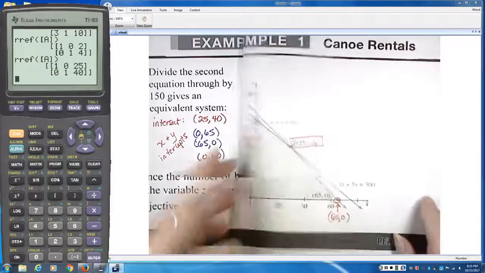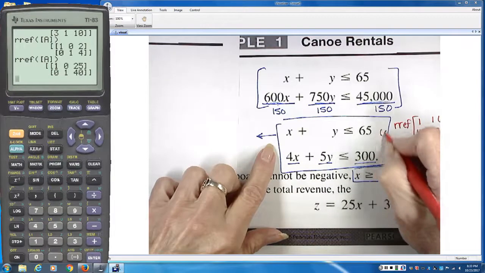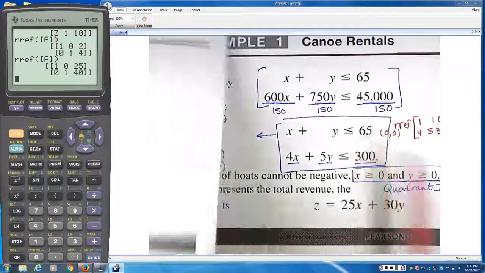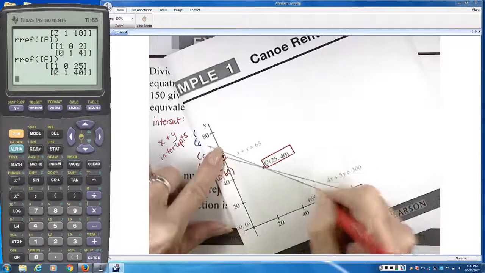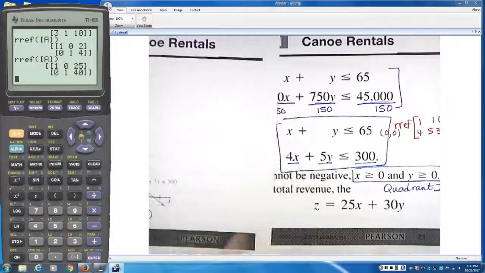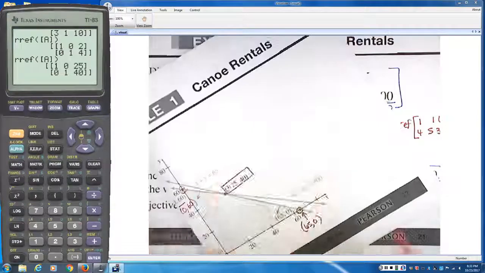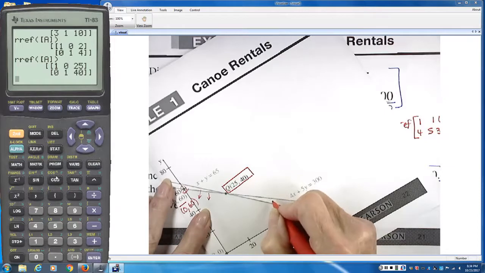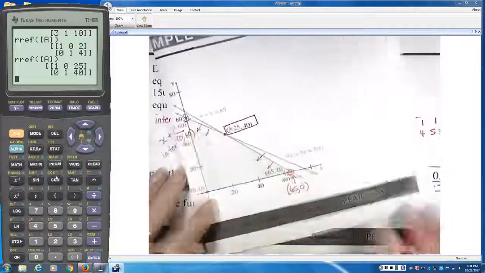We know, going back to the inequalities, that if I test the point (0, 0): 0 plus 0 is 0, and 0 is equal to or less than 65. So that tells me that for that first line, which would be this one, I'm shading towards (0, 0). And 4 times 0 plus 5 times 0 is 0, which is definitely less than 300. So I'm also shading below this line. So that tells me that this is the feasible region.